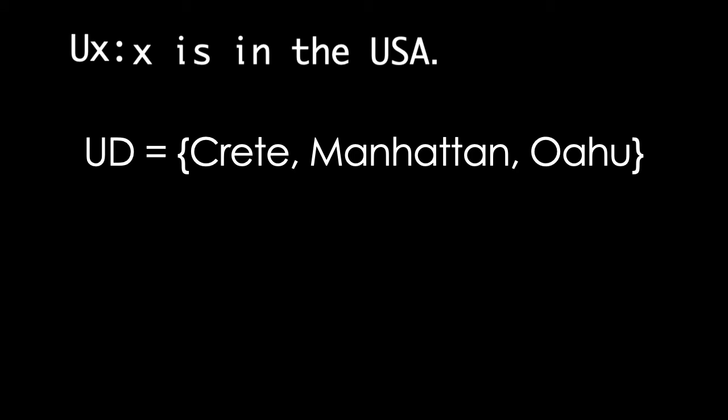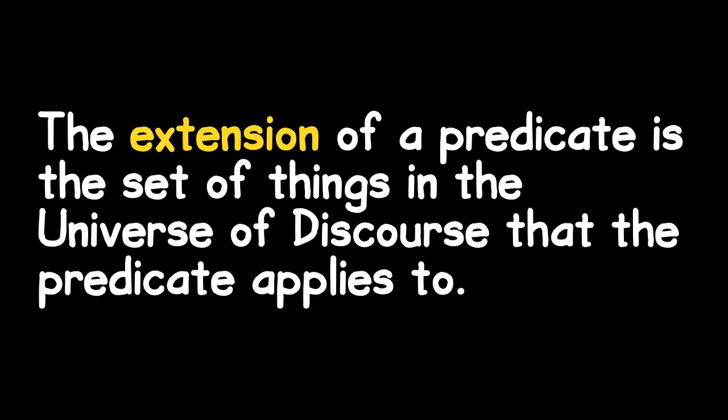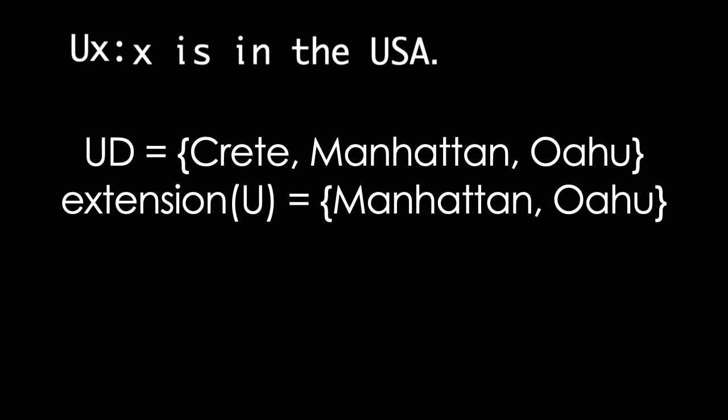Now, Ux means x is in the USA. There are two things in the universe of discourse that are in the United States. There's Manhattan, and there's Oahu. It helps to have a word for this. The extension of a predicate is the set of things in the universe of discourse that the predicate applies to. In our model, the extension of the predicate U is the set containing Manhattan and Oahu.